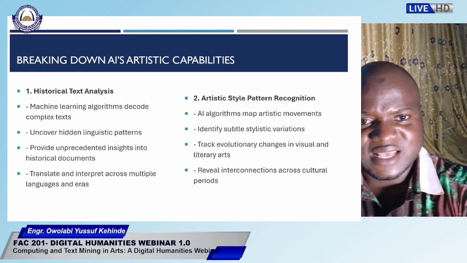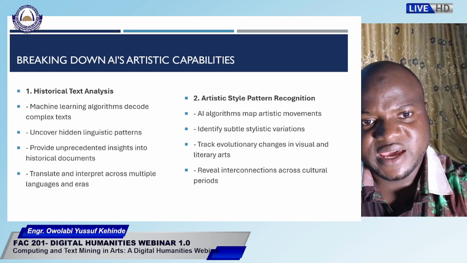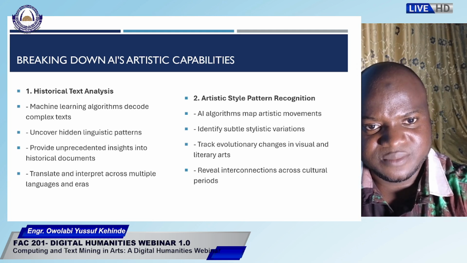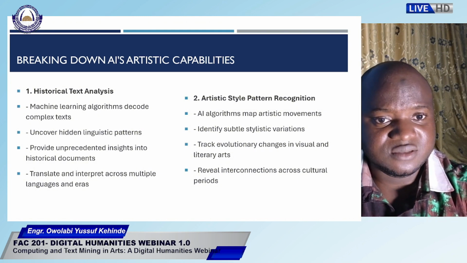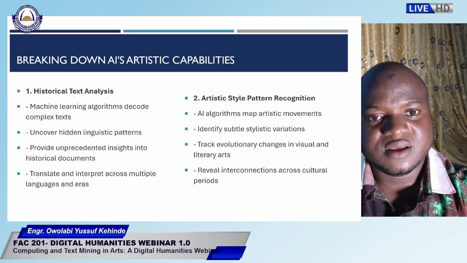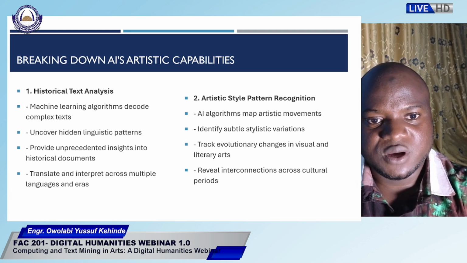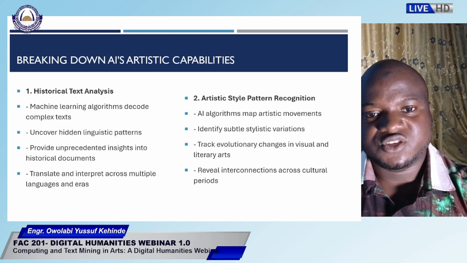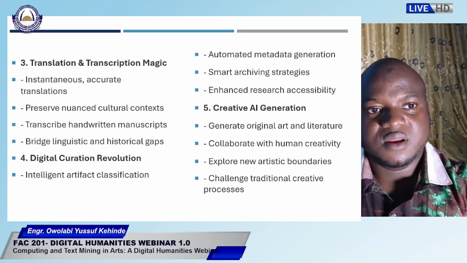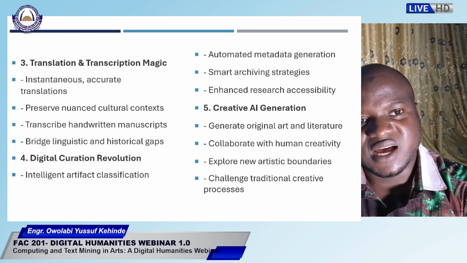And for artistic style pattern recognition, AI algorithms map artistic movements. They identify subtle stylistic variations, track evolutionary changes in visual and literary arts, and reveal interconnections across cultural periods. Number three, translation and transcription magic.